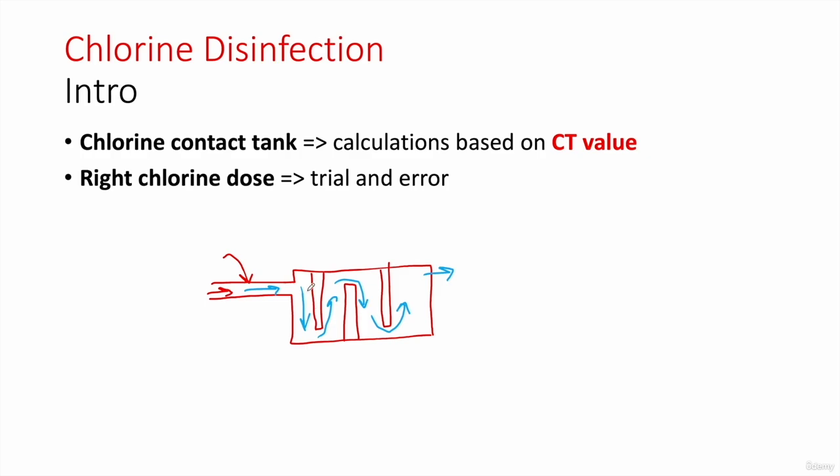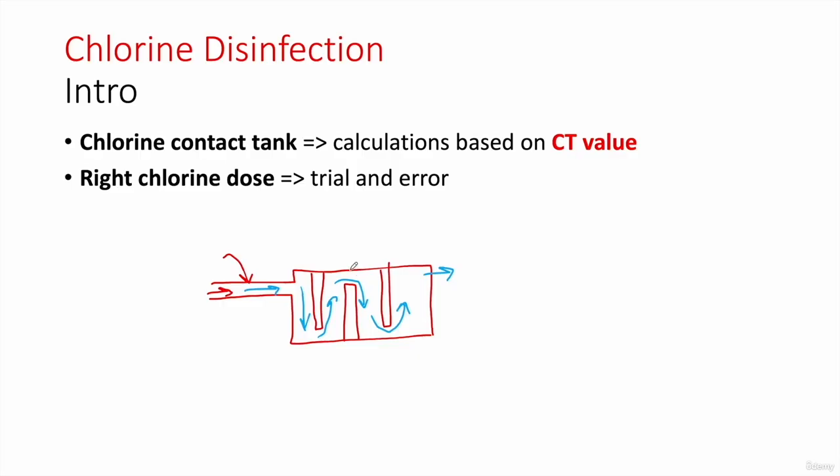So why do we have baffles within the tank? It is mainly to avoid short circuiting and to make sure that each water droplet is in contact with chlorine. We have said that chlorine needs time for full effectiveness. It usually needs around 30 minutes of detention time. So each droplet needs to stay around 30 minutes within this contact tank to make sure that it is effectively disinfected by chlorine.